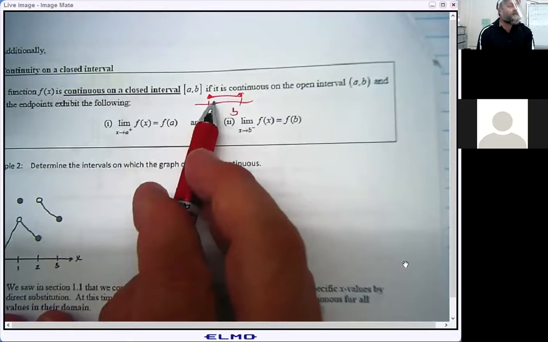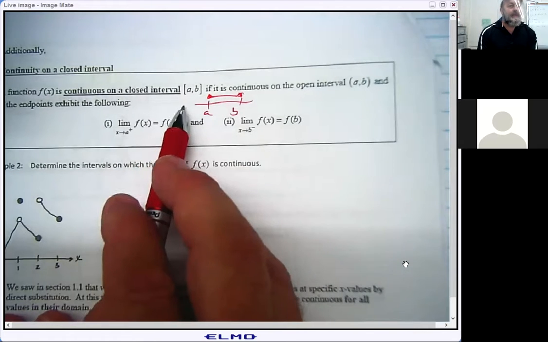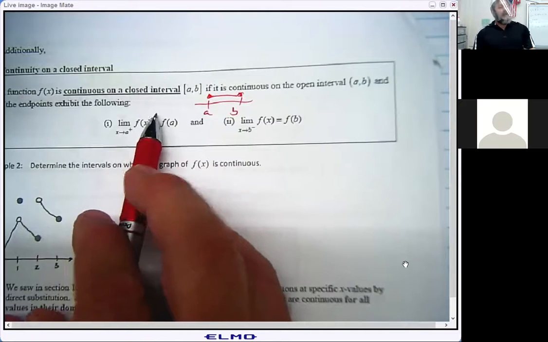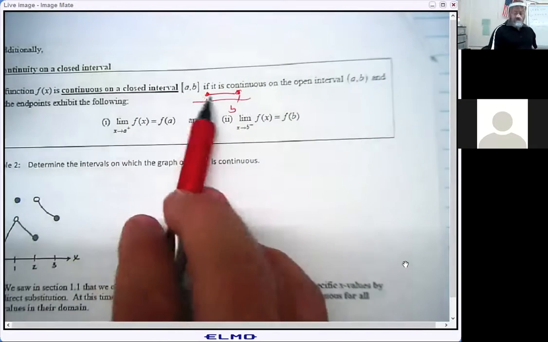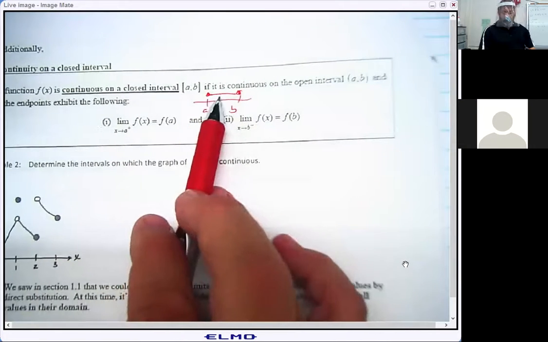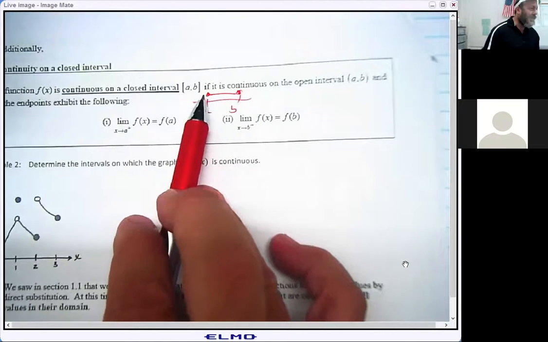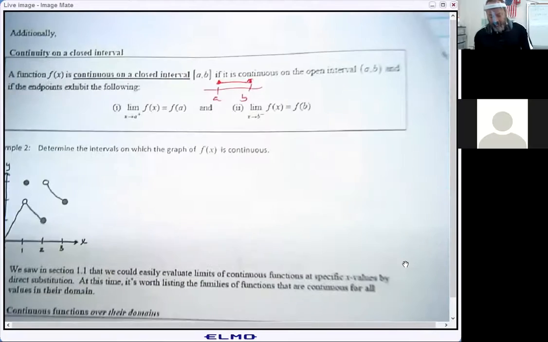Because it's from the right side, and I'm not even allowed to approach from the left side, because what is it saying? It's saying that the left side doesn't even exist, right? So on a closed interval, you would actually have to say it's all continuous, but not only that, as you approach that endpoint, it actually tags that exact same endpoint. So that's not that big of a deal.